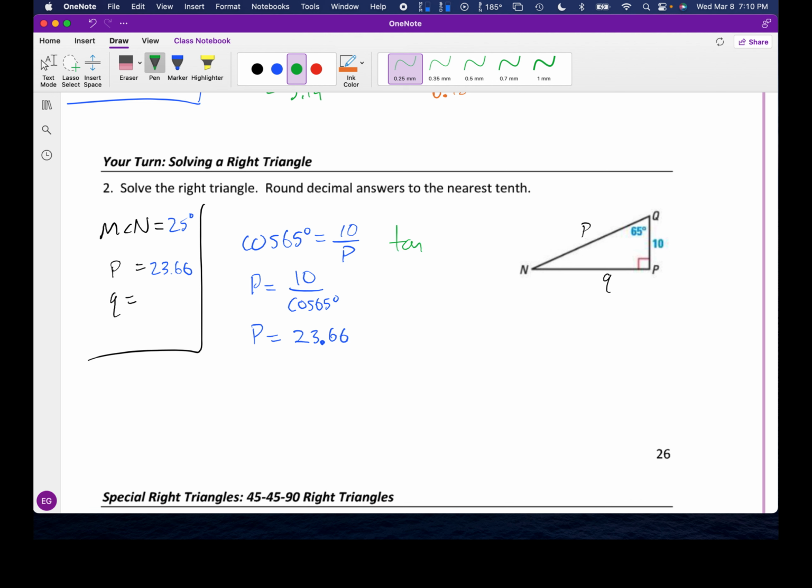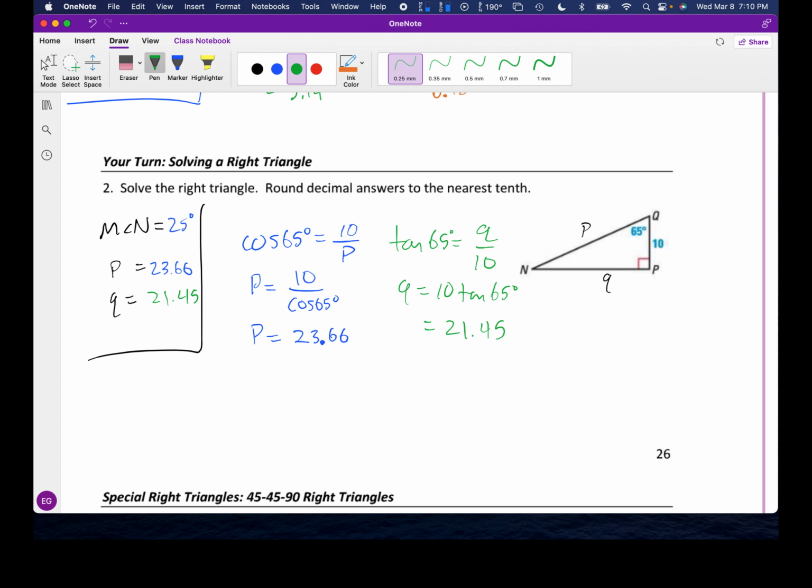All right. To find Q, I'm going to use tangent. So I'm going to say tangent of 65 equals Q over 10, and I'll just multiply the 10 to the other side, and I will be done. And just put it in the calculator, and what do we get? 21.45.